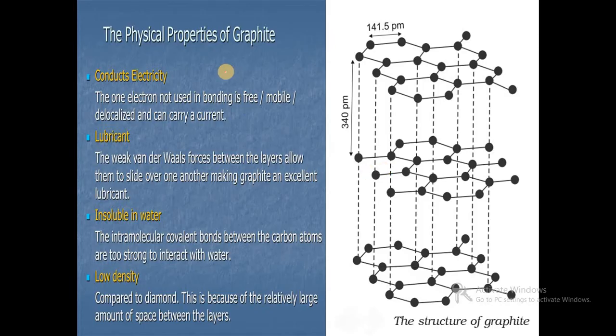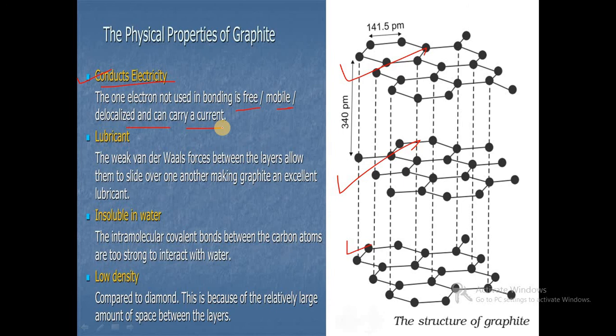Then next one is graphite. This is the layered structure of graphite, which is held together by van der Waals forces. But graphite conducts electricity. This is the main point. The one electron not used in bonding is free, mobile, delocalized and can carry a current.